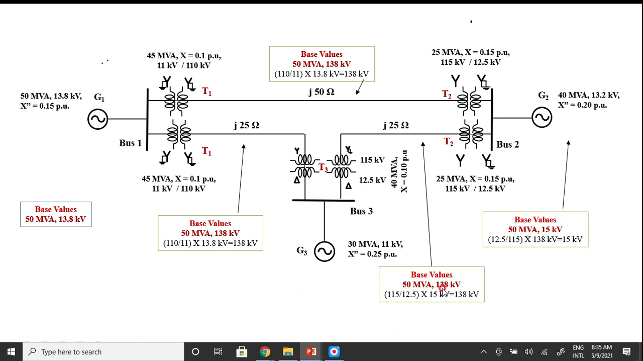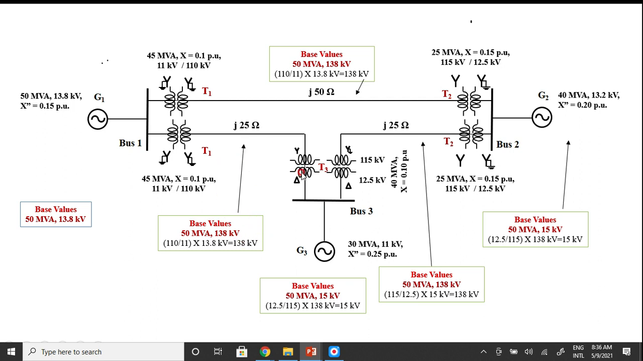Just look here: the base quantities I am getting here are 50 MVA and 15 kilovolts. How are we getting this 15 kilovolts? The base MVA remains the same, therefore I have written 50 MVA. Then for calculating the base kilovolts, this 138 should be transferred to this side. That is 12.5 divided by 150, then into 138. Or you can take this side also, it remains the same.